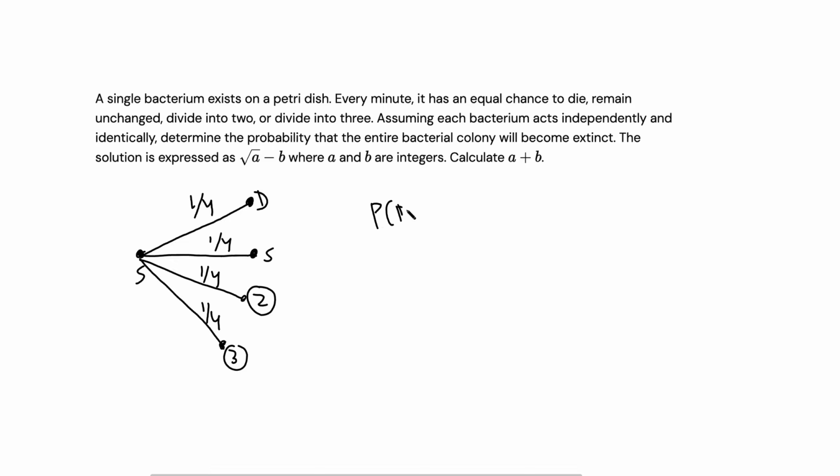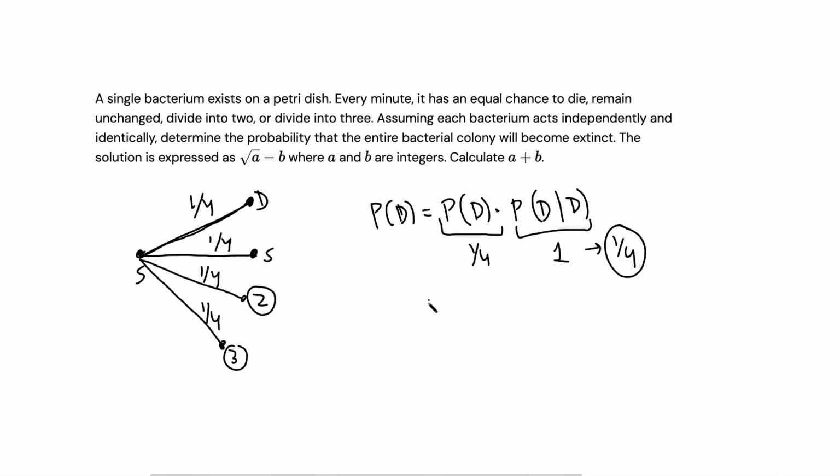By the law of total probability, the probability that it dies is going to be equal to the probability that it goes to the death branch multiplied by the probability that it dies given that it went to the death branch. Evaluating this, the probability that it traverses down the death branch is 1/4, and the probability that it dies given that it went down this path is 1, so this is 1/4. We have this plus the probability that it goes down the same path times the probability that it dies given it went down this path.